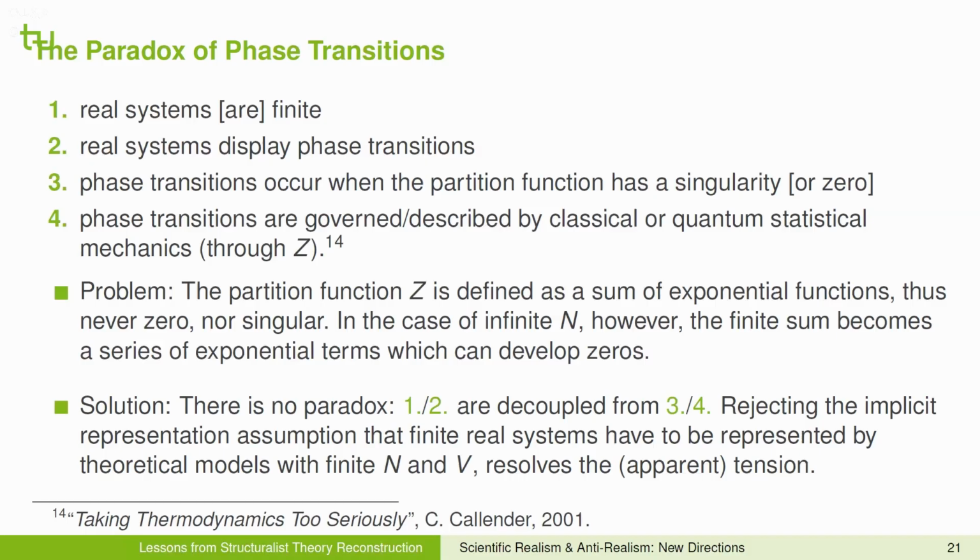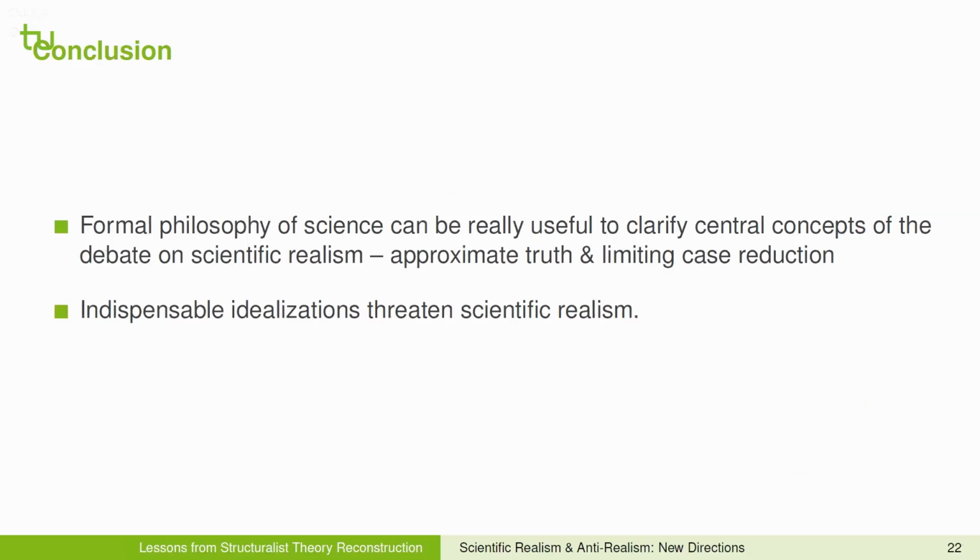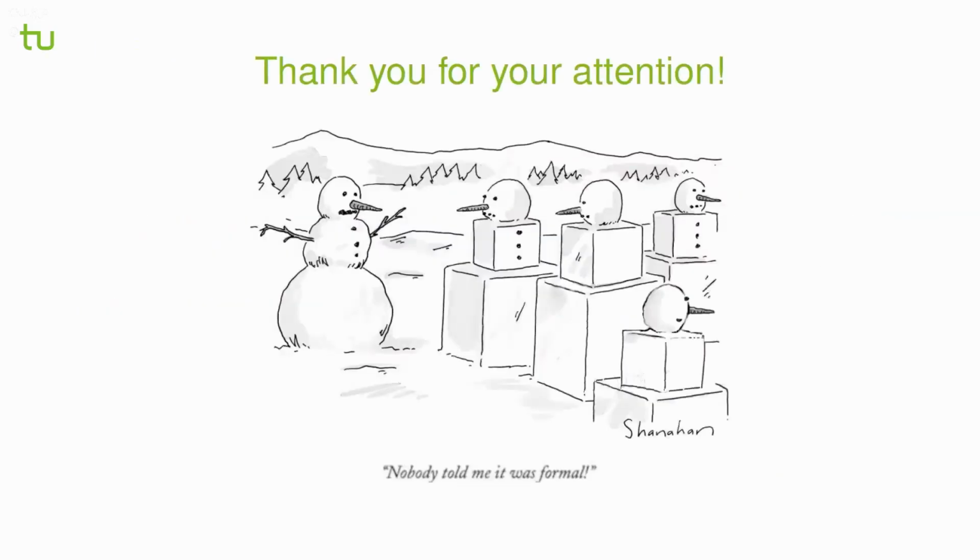We can also save statistical mechanics. We don't need any different definition for phase transitions, but still have real systems that have phase transitions. But at the cost, of course, that we cannot interpret statistical mechanics in a realistic way, because we need this infinite idealization. Okay, that's my conclusion. I hope that you don't feel like this poor guy now.